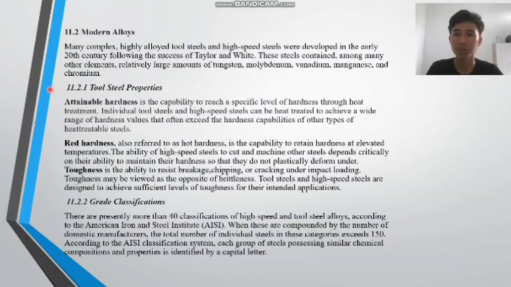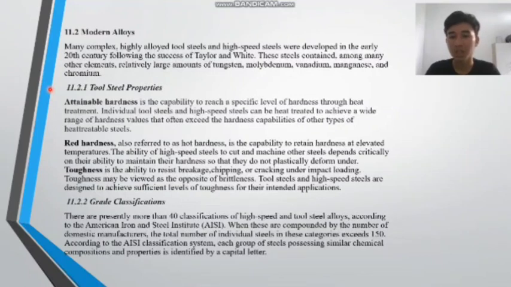11.2.1 Tool steel properties. Attainable hardness is the capability to reach a specific level of hardness through heat treatment. Individual tool steels and high-speed steels can be heat treated to achieve a wide range of hardness values that often exceed the hardness capabilities of other types of heat-treatable steels. Red hardness, also referred to as hot hardness, is the capability to retain hardness at elevated temperatures. The ability of high-speed steels to cut and machine other steels depends critically on their ability to maintain their hardness so that they do not plastically deform under load.